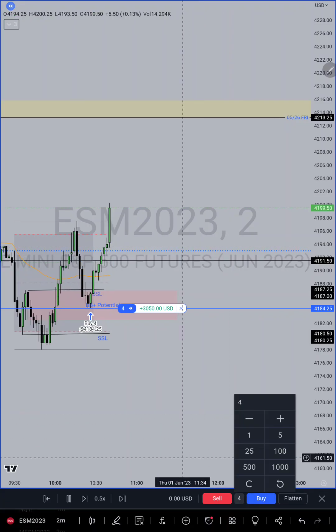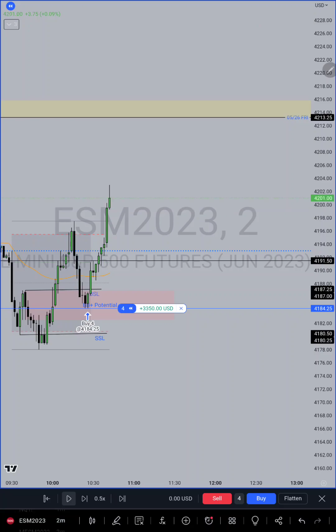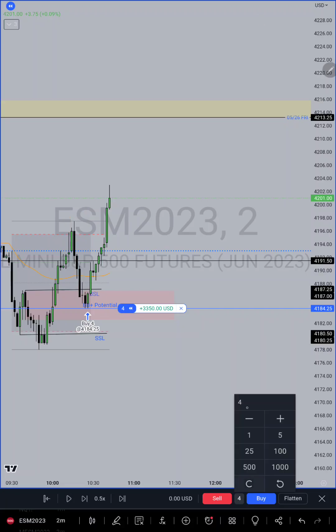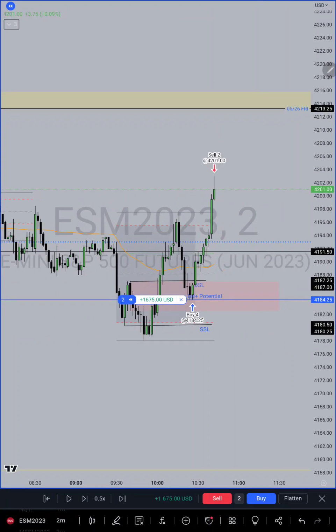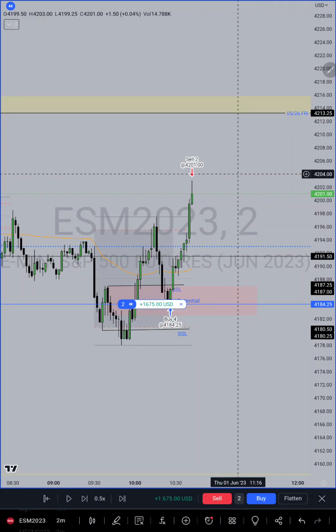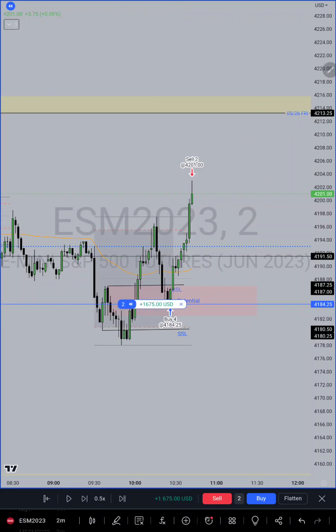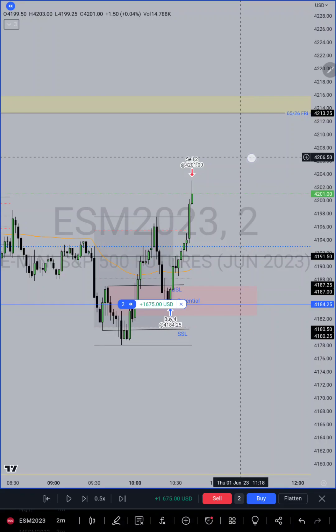I have my first, let me pause it real quick. I have my first take profit zone, which we just zoomed through. I would take some partials here. This is how I trade. I like to collect my profits, let's be honest. So I'll take some off here, right? And I still have 2 left. I just secured 1.6K. It's a lot of money.